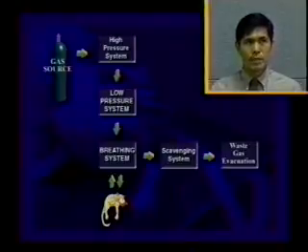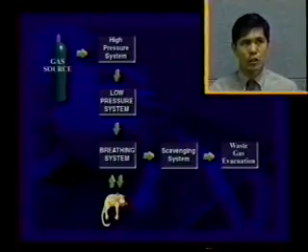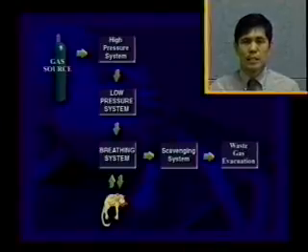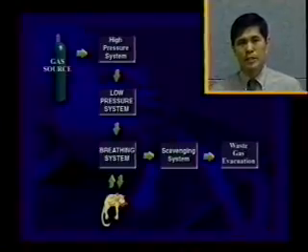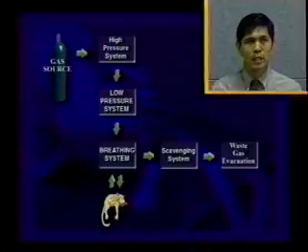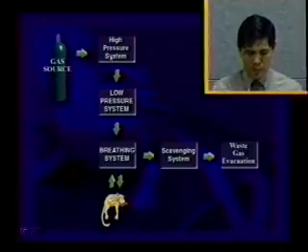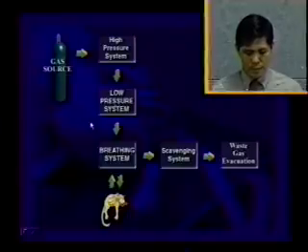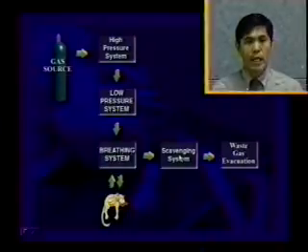Here's just a diagram of the components of the anesthetic gas machine. There are 4 components of the anesthetic gas machine. They are the high pressure system, as you could see here, the low pressure system, the breathing system, and the scavenging system.